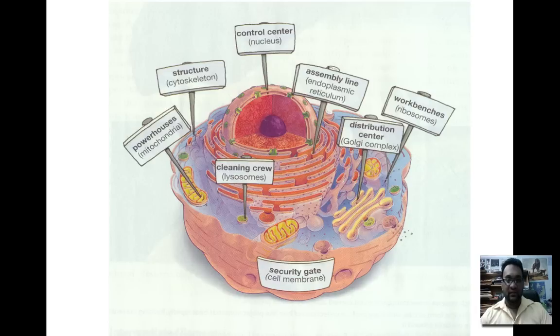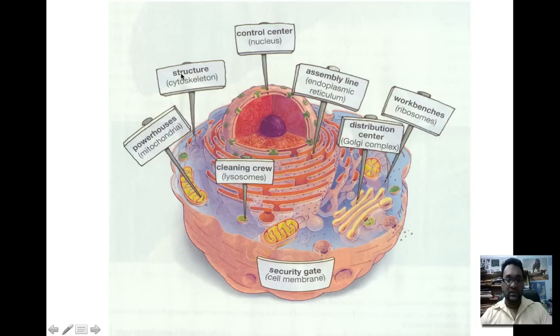Now, inside of the nucleus, there's a densely pigmented area called the nucleolus. Its function is to manufacture ribosomal RNA. So inside of the nucleolus, ribosomes are made, ribosomal RNA. So that's the nucleus.